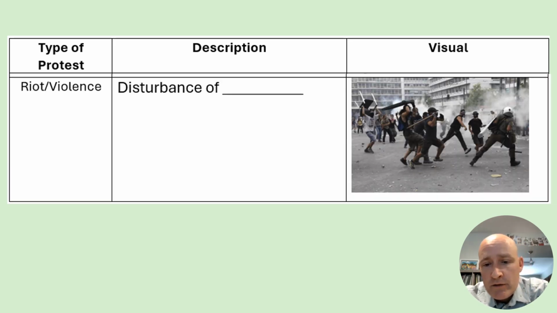And then this is the only one of the types of protests that is illegal. All right, and that is a riot or some sort of violence. And what that is, is a disturbance of the peace. And as you can see, the police and the citizens are fighting each other, and they're throwing all sorts of things, and that's not safe. It's definitely illegal, meaning it's not allowed by law. It's not good.